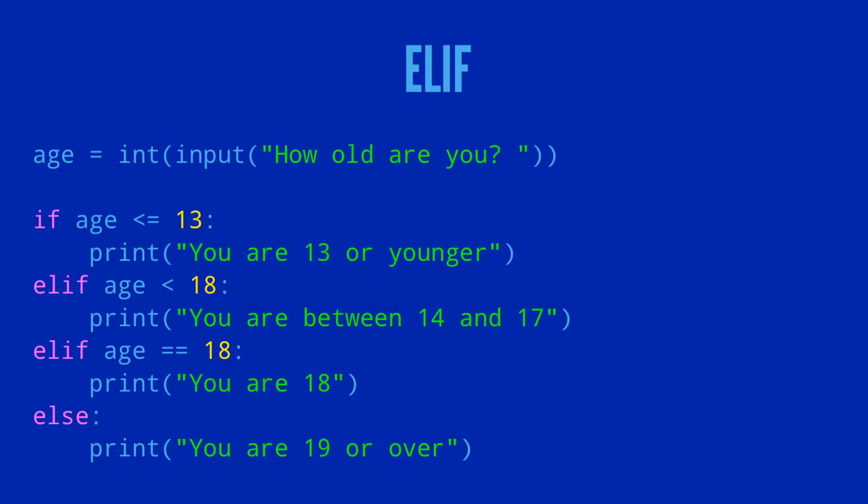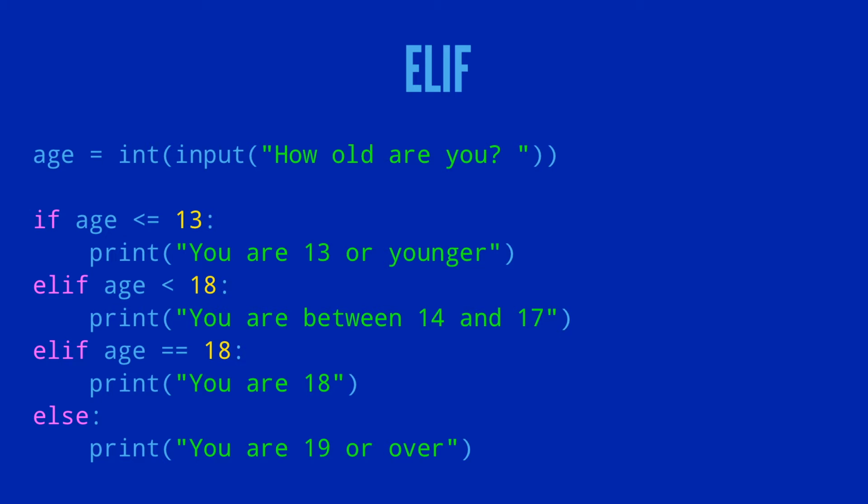If both of those statements are false, it means that the user clearly must be 18 or older. So the third statement here, the elif age equals 18, we're actually implying that the user is exactly 18 years old. In that case, we're going to print you are 18. And then finally, we have this else statement, which is the catch-all. So if none of those previous things were true, it's going to print out the message you are 19 or over.